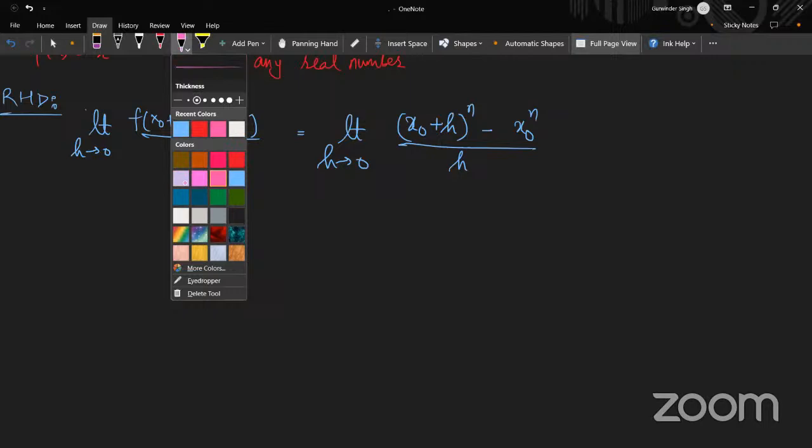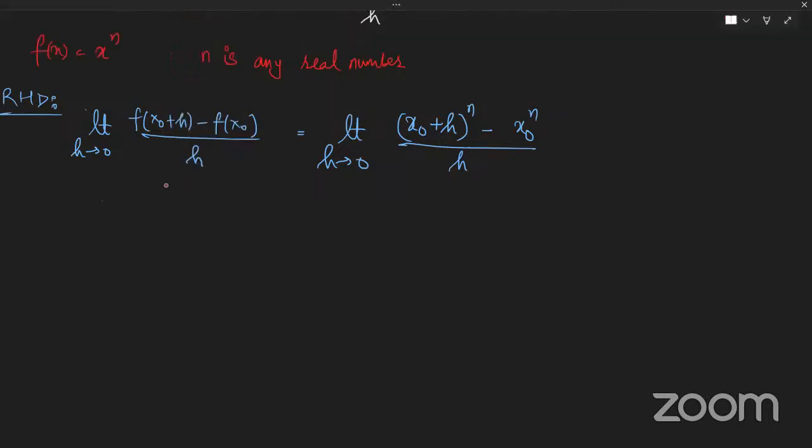Okay, great. This is correct. So again, you have got (x naught plus h) whole raised to n. You can take x naught common out from this. So it becomes x naught into (1 plus h by x naught) whole raised to n. So it becomes x naught raised to n into (1 plus h by x naught) raised to n. Is this correct, everyone?